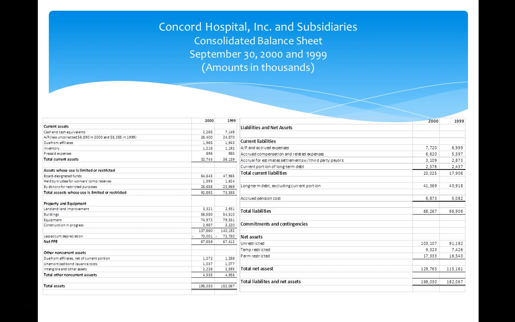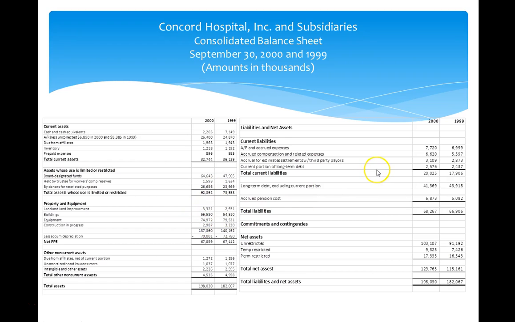In looking at the balance sheet, we show that there is a significant decrease in cash from 1999 to 2000 to the tune of $4.8 million. And we'll talk more about that when we get to the statement of cash flows. Also, we see a big variance in the board designated funds, so they had more investments, so perhaps some of that cash went to the investments.